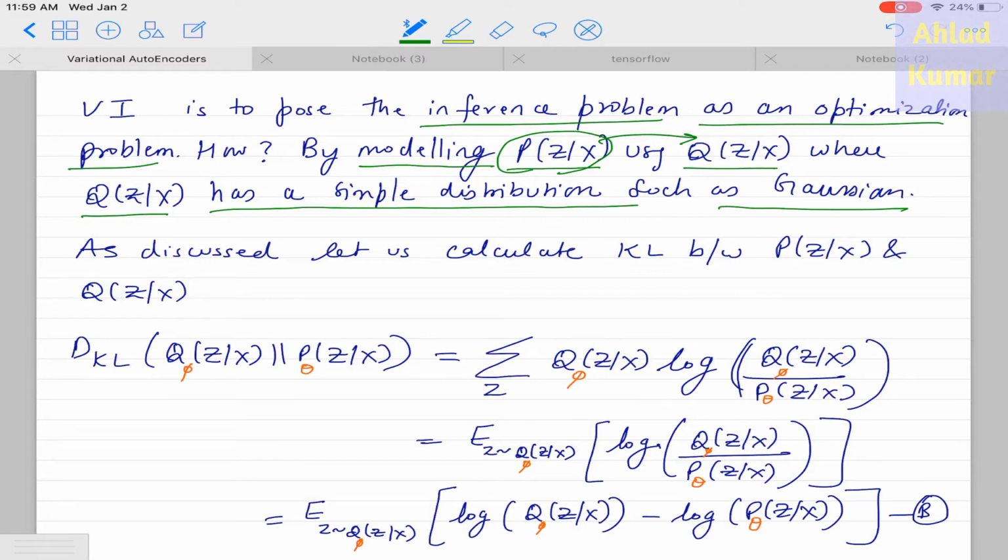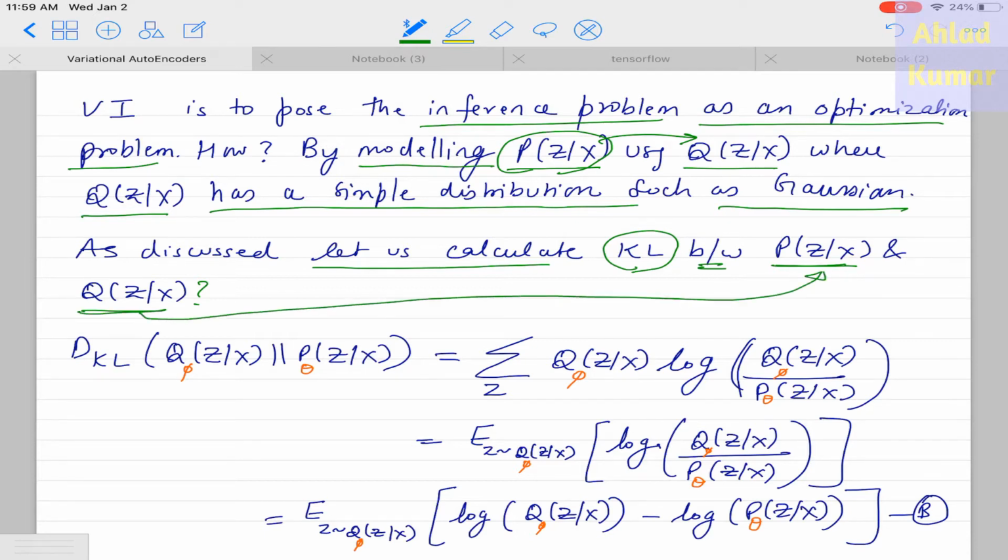So what we will do now is evaluate the KL divergence between p of z given x and q of z given x, and try to minimize it. What's the reason for doing that? If you minimize the KL divergence between p of z given x and q of z given x, then it will approximate p of z given x, because the difference will be nearly zero between these two probabilities. That's the reason we are minimizing the KL divergence.